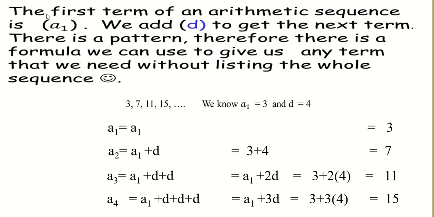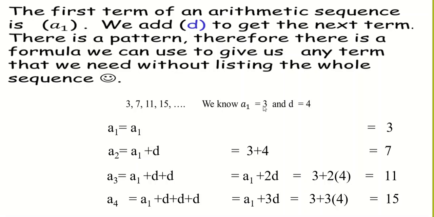Okay. The first term of an arithmetic sequence is denoted by a sub 1. And we add the common difference, represented by the small letter d, to get the next term of an arithmetic sequence. Observe that there is a pattern, and therefore there is a formula that we can use to give us any term that we need without actually listing the whole sequence. Interesting? Let's see.